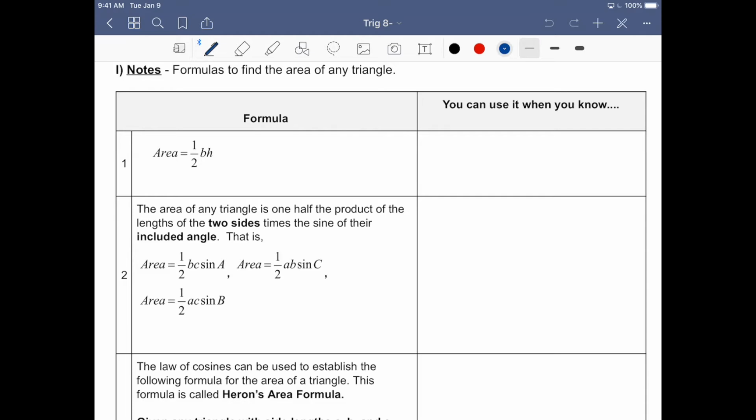There are three formulas. The first one is the one we are most familiar with. So the area of a triangle is 1/2 base times height. You can use it when you know the height and the base of the triangle.